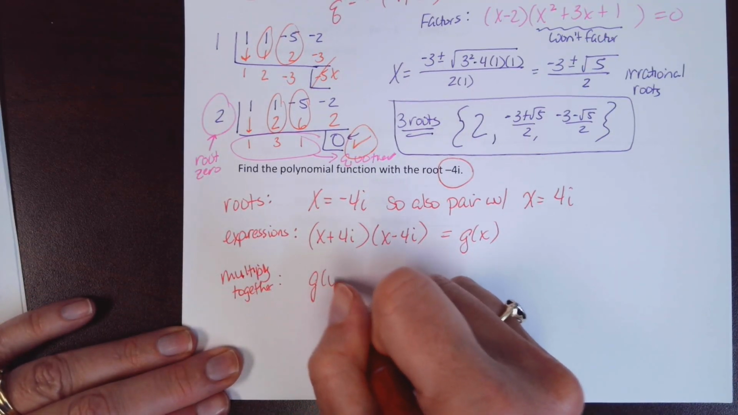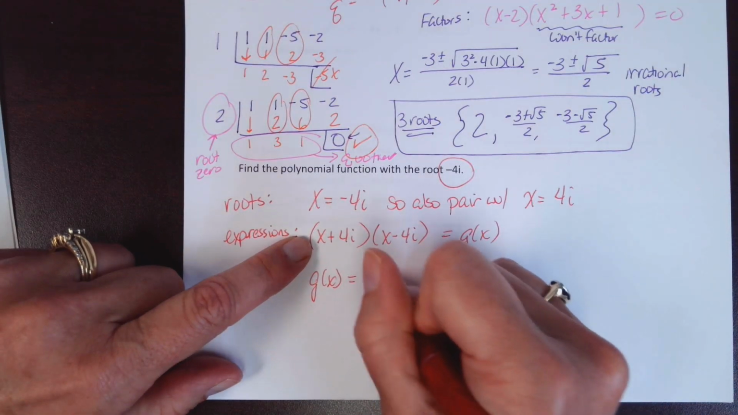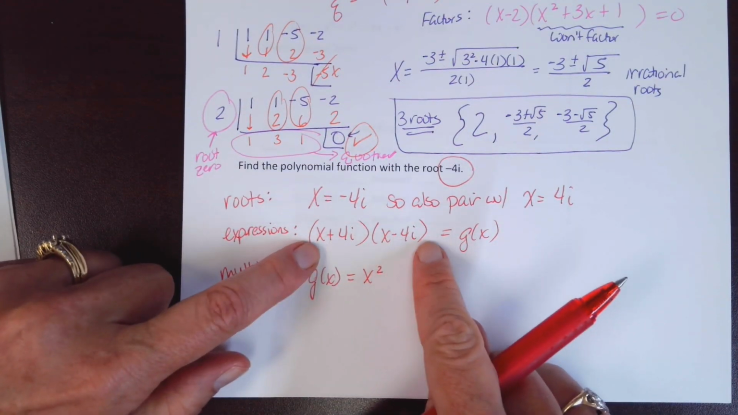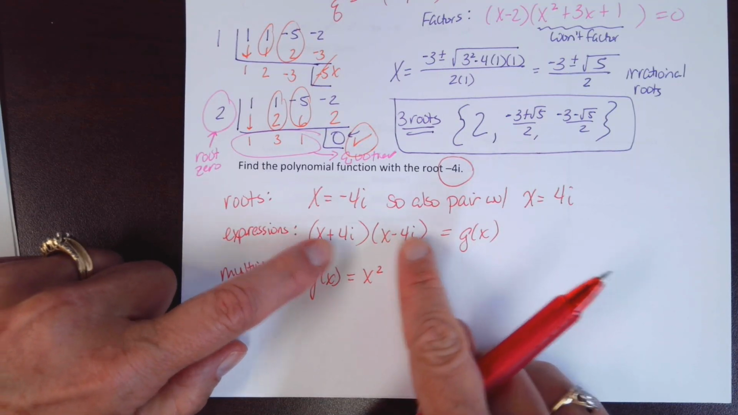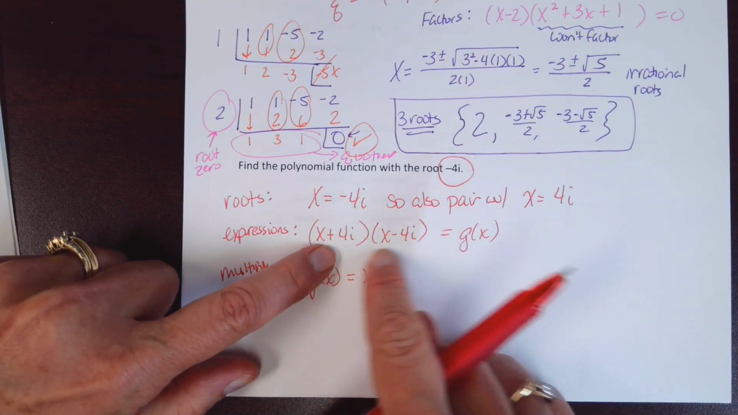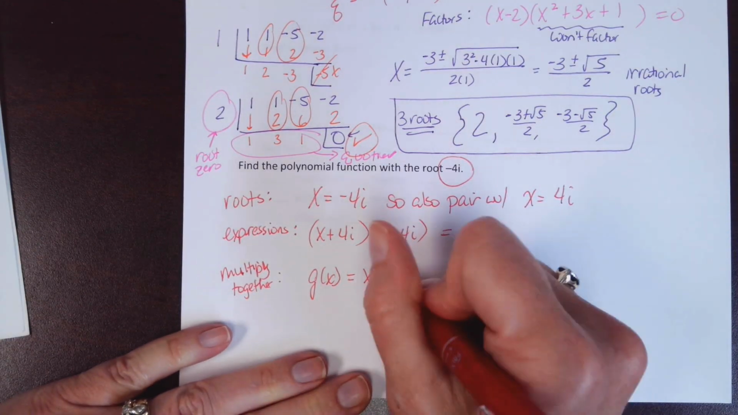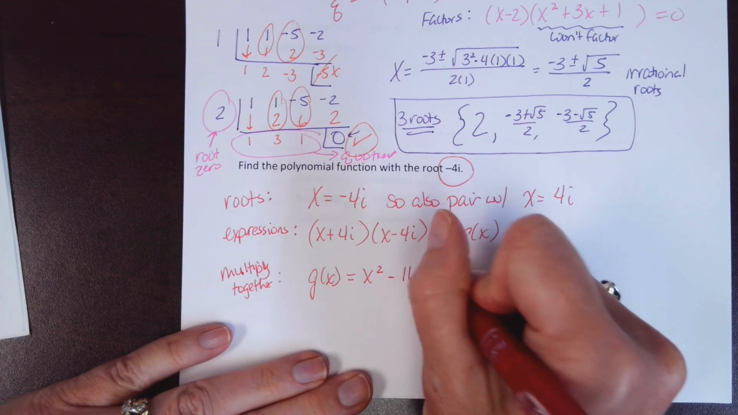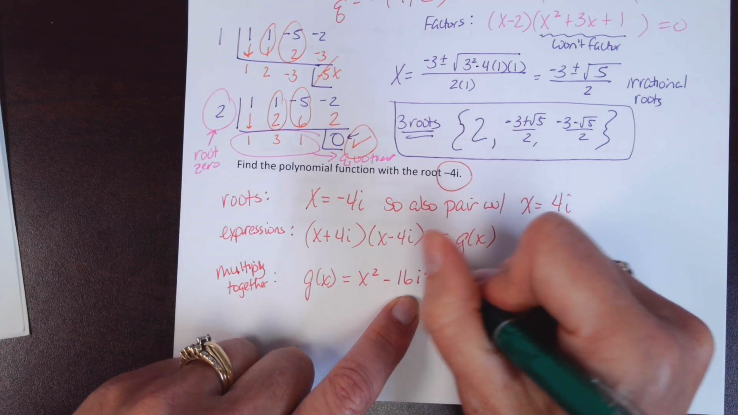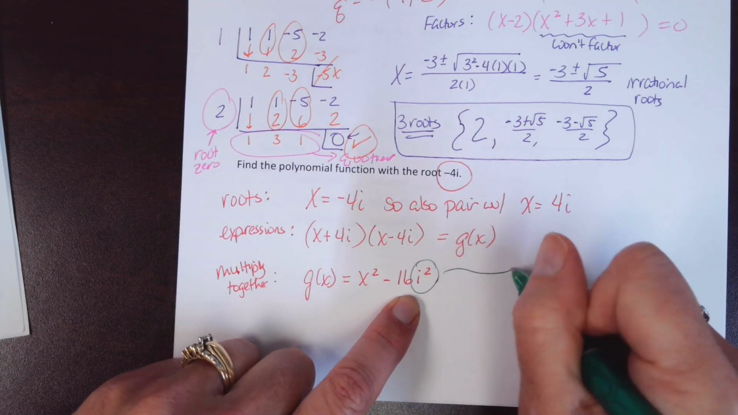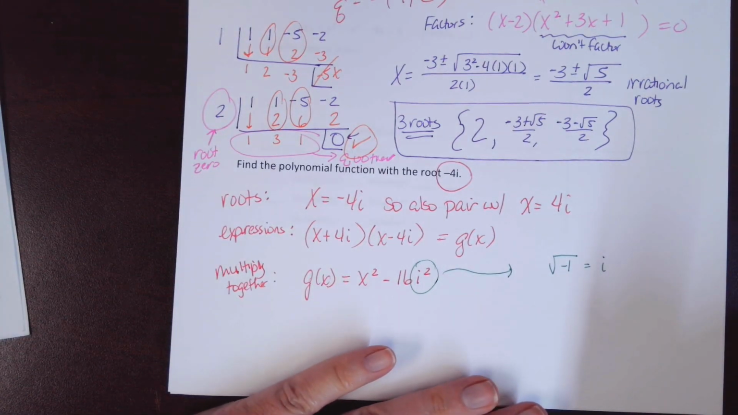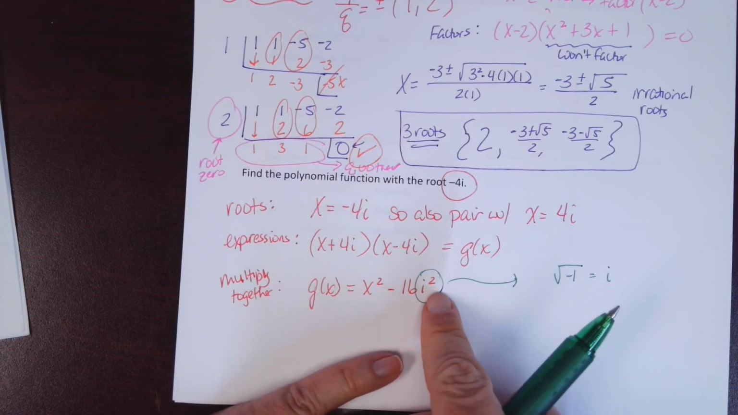So g of x, my function, x times x is x squared. The great thing about conjugate pairs, the outside and inside products add to 0. Negative 4ix, positive 4ix adds to 0. And then last product, plus times a minus, is a negative 16i squared. Now this i squared we need to talk about. We got to do something about that i squared. I know that the square root of negative 1 is equal to i, but this is i squared.